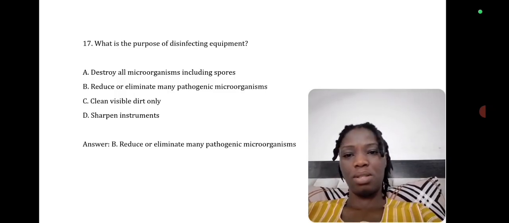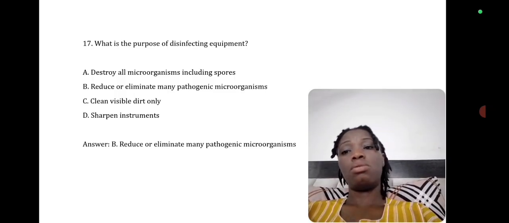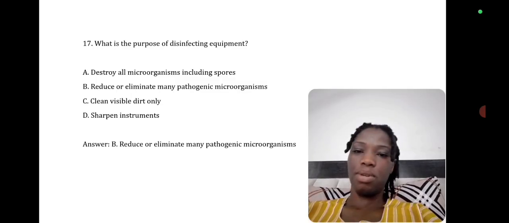Why do you disinfect equipment? You disinfect equipment to reduce or to eliminate microorganisms. That's why you disinfect them. So the answer is obvious. B. They say destroy all microorganisms, including their spores.